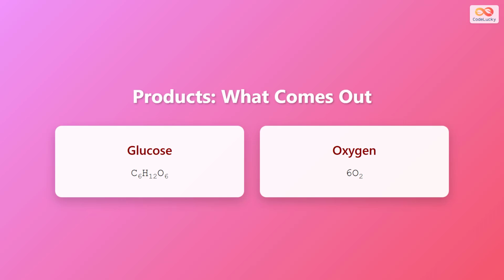Now let's examine the products, which are the substances produced by the reaction. First is glucose, written as C₆H₁₂O₆. Glucose is a simple sugar that plants use for energy and growth. It can also be converted into starch for storage. Second is oxygen, written as C₆O₂. This oxygen is released into the atmosphere through the stomata. The oxygen that we breathe comes largely from photosynthesis performed by plants, algae, and certain bacteria.